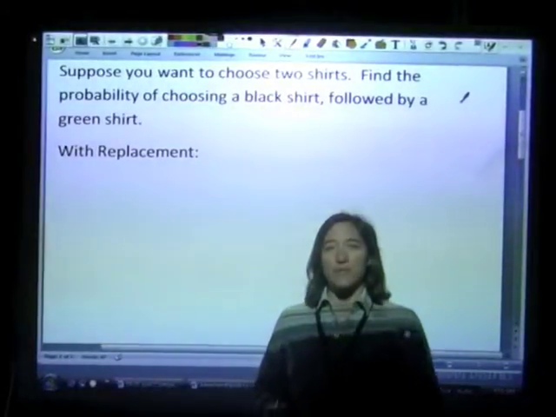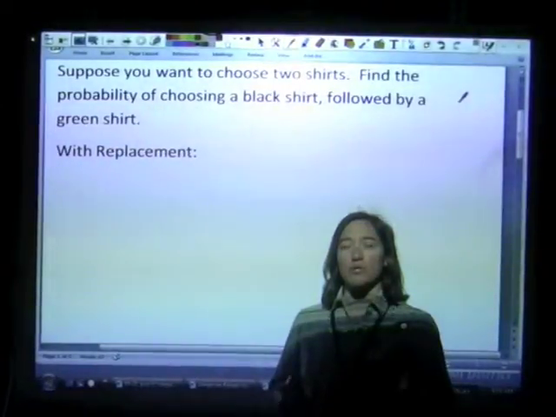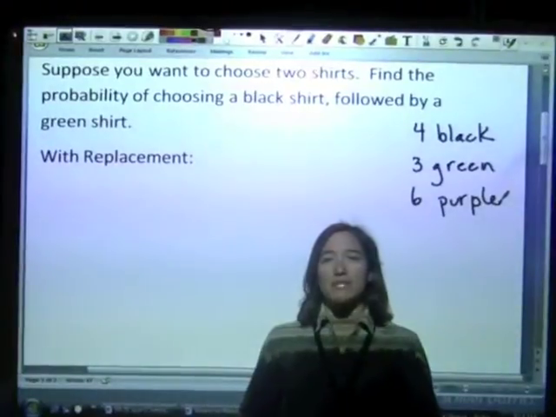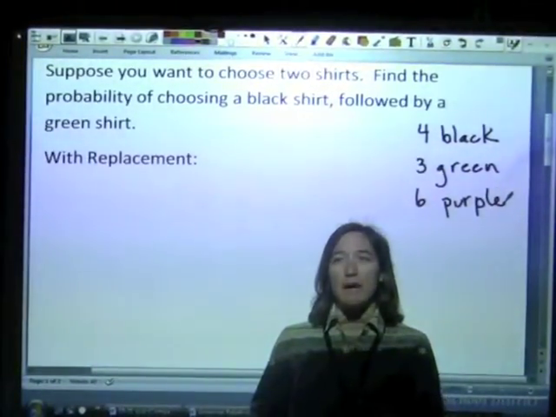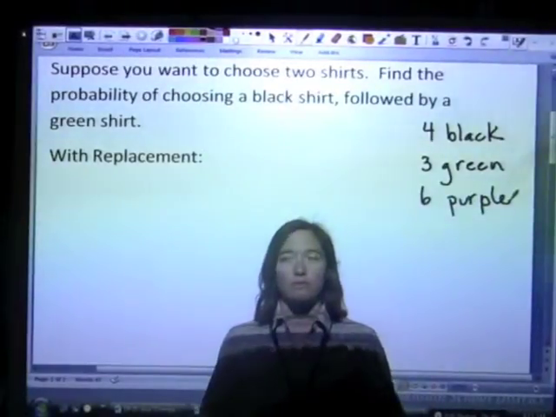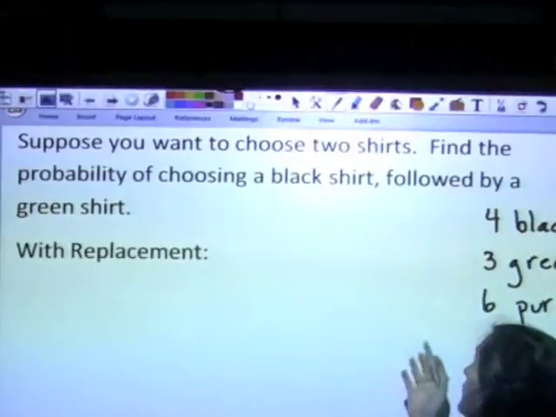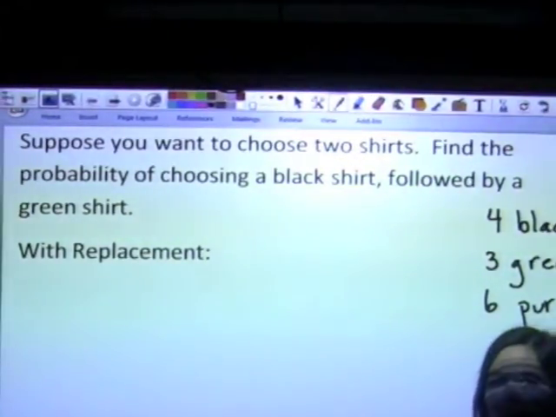So that was an example of simple probability. Now we'll extend the problem to see what happens when you choose more than one shirt from the drawer. Suppose you wanted to choose 2 shirts. Find the probability of choosing a black shirt followed by a green shirt.